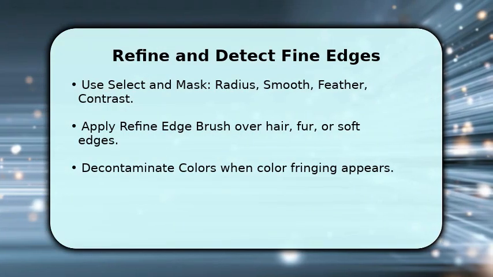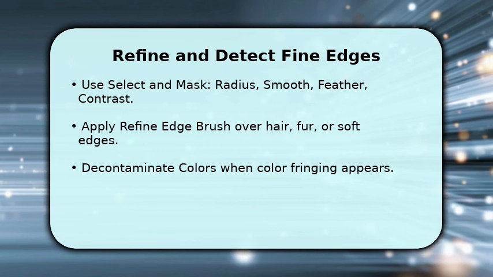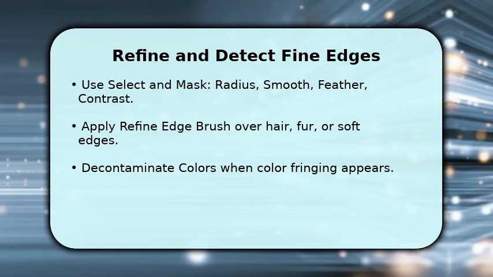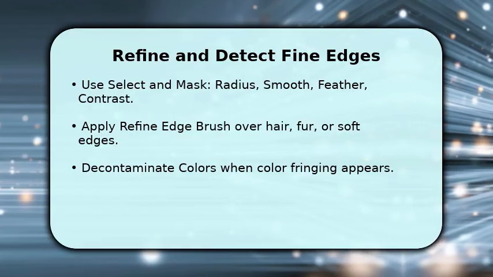You now focus on the complex middle work. In Select and Mask, increase the radius slightly to let Photoshop detect transition zones, then use the Refine Edge brush over hair, fur, or soft boundaries to capture stray pixels.